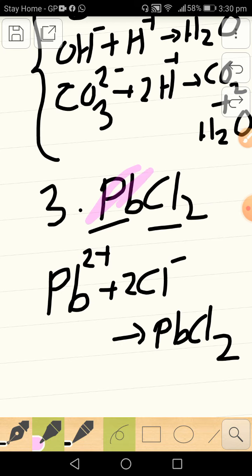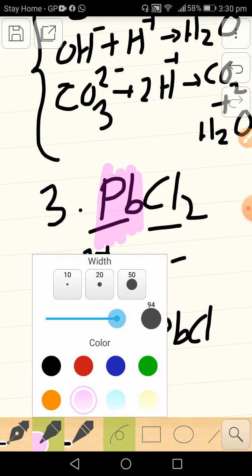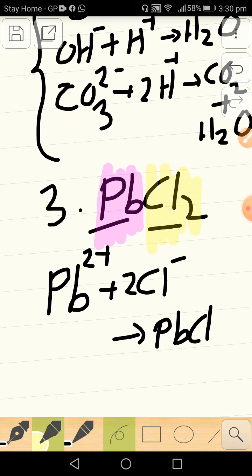Okay, the components that are present in the insoluble salt, just put them as ions and write the ionic equation like this. Okay, so we had lead over here, and we had chloride over here. So here we write the lead ion, and here we write the chloride ion, and here it is our PbCl2, the salt.